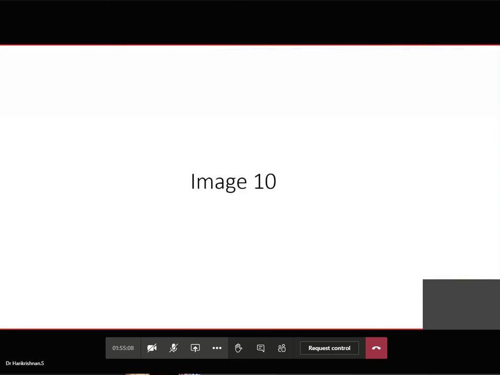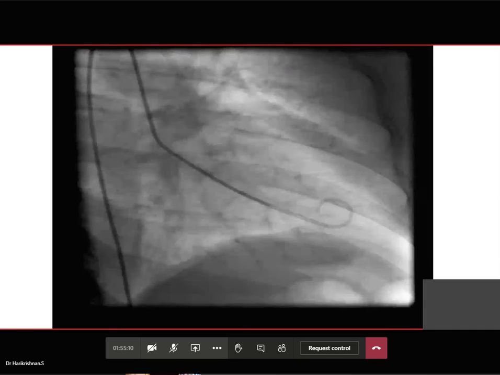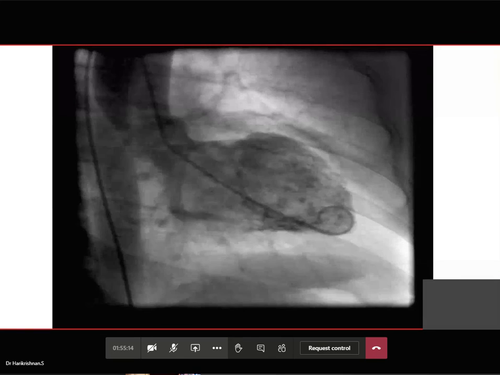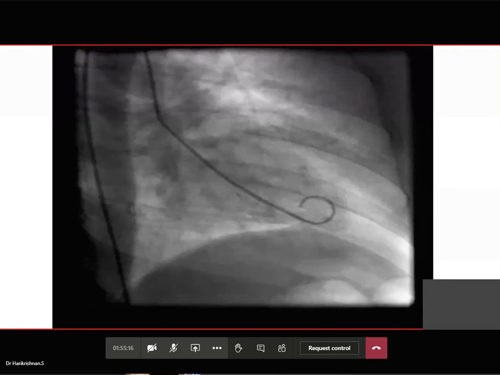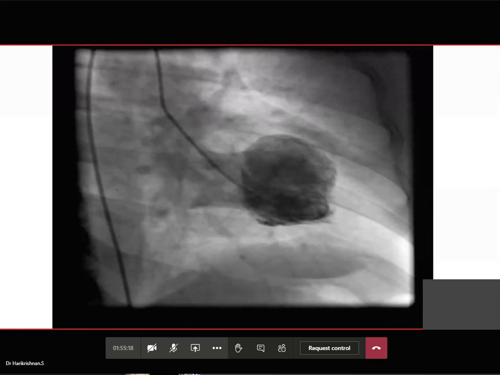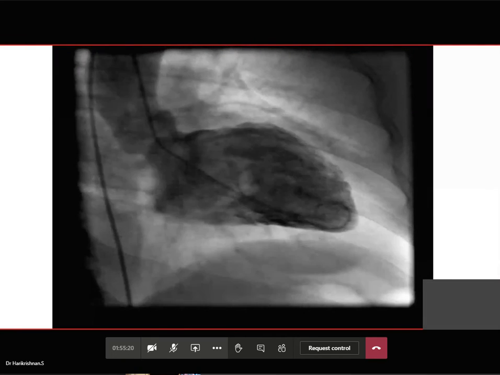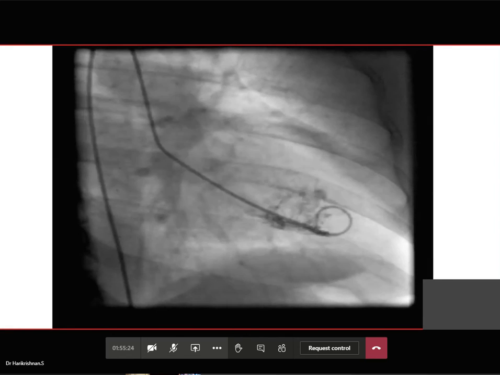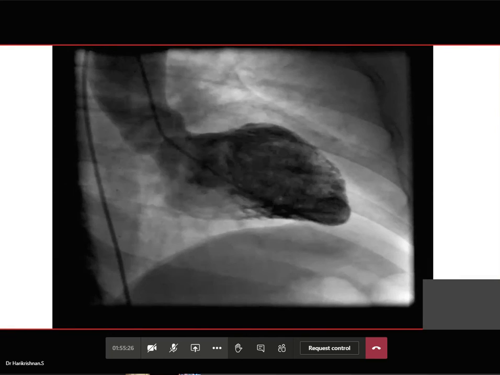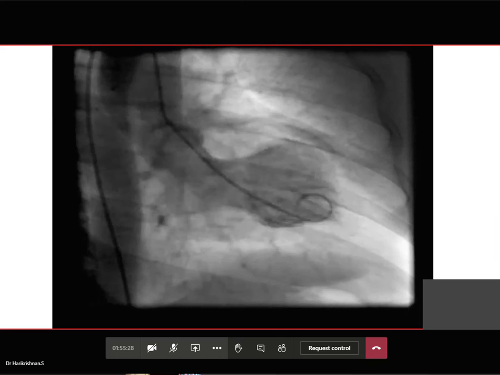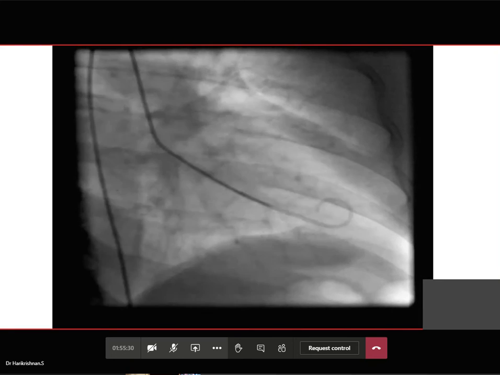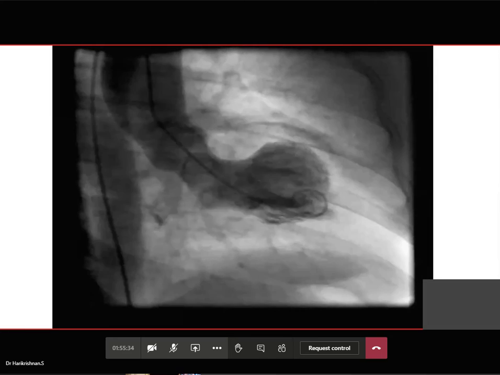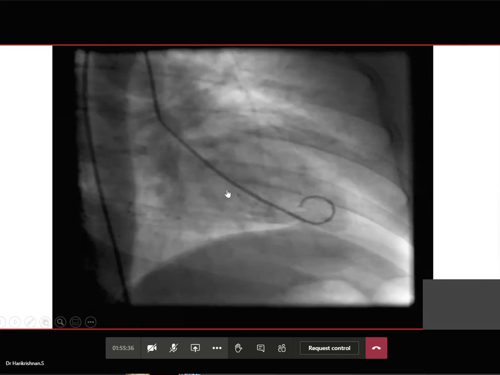ECGs I will skip. I think we will stop in another 10 minutes. Yeah, please come on. Is there a connection problem?